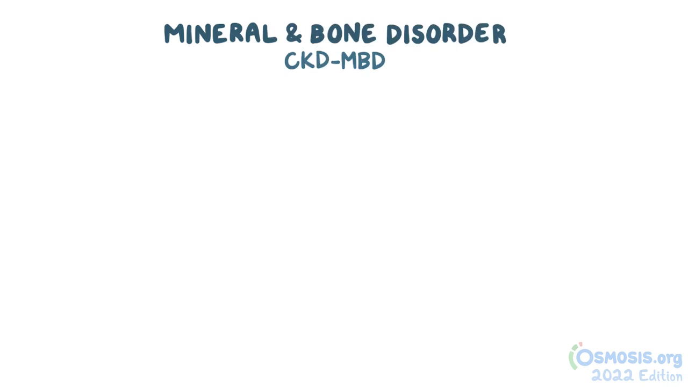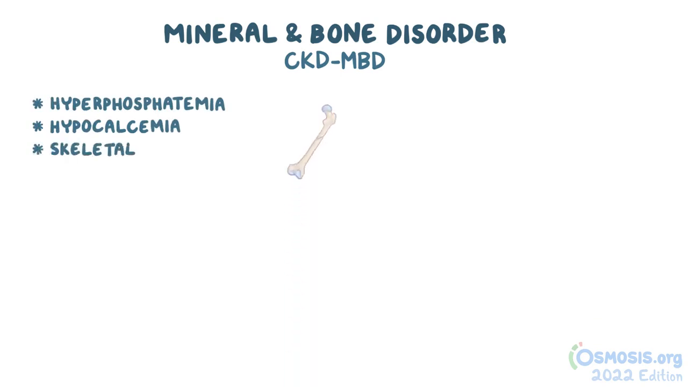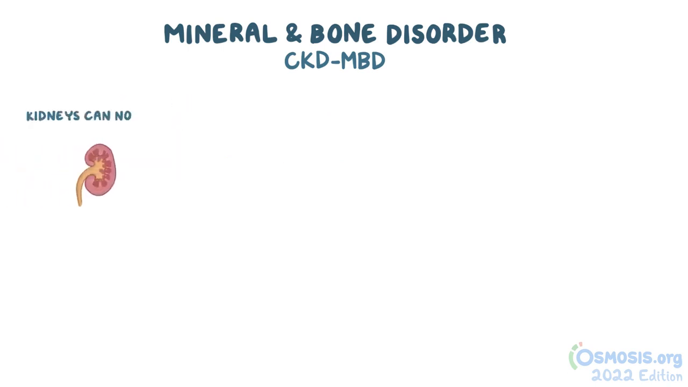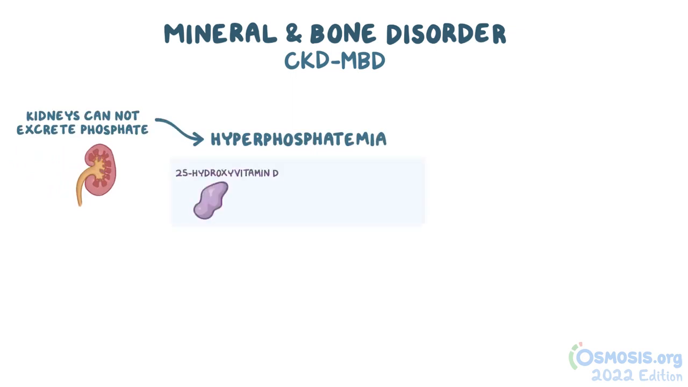CKD-MBD includes metabolic changes that result in hyperphosphatemia and hypocalcemia, skeletal abnormalities like bone fractures, and extraskeletal calcifications like coronary artery calcifications. CKD-MBD develops for a number of reasons. First, the kidneys can't excrete phosphate, leading to hyperphosphatemia and improper conversion of 25-hydroxyvitamin D to active 1,25-dihydroxyvitamin D, or calcitriol, which is the active form of vitamin D. Low levels of calcitriol lead to hypocalcemia.